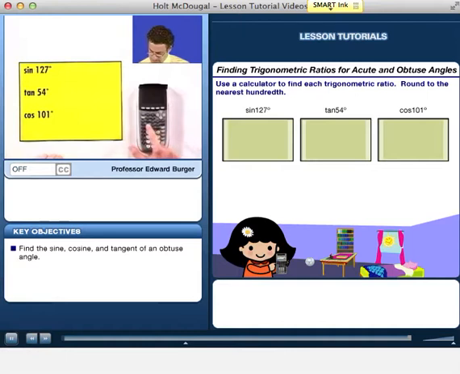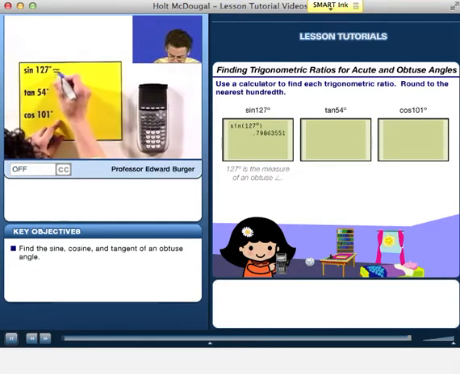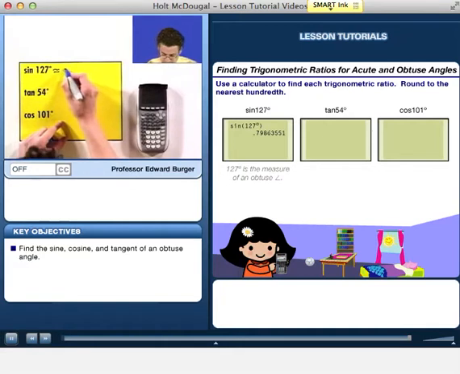So it works the same way. You just type sine, and then you put the angle you have, measure, and then you just report the answer. So this answer would be, and I'll round, by the way, I'll round to the nearest hundredth. So this rounds to 0.80 if you round it.